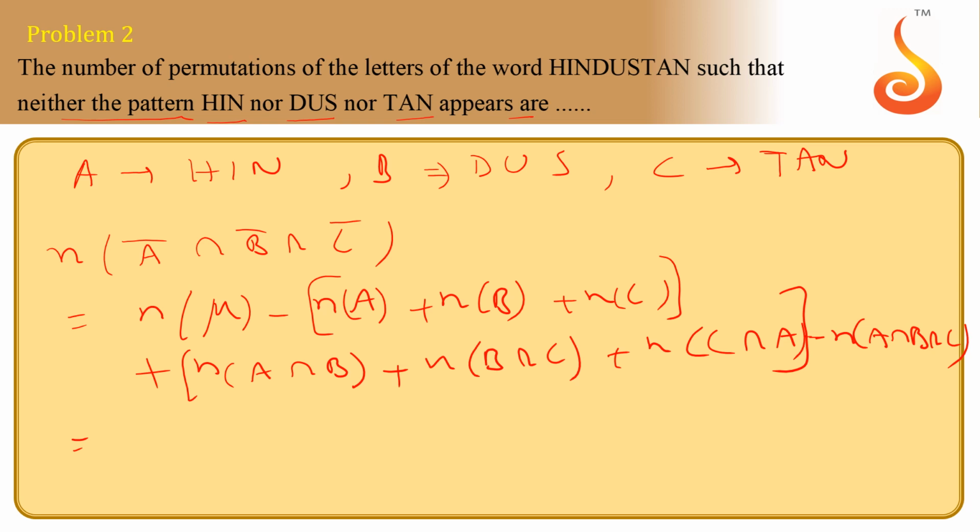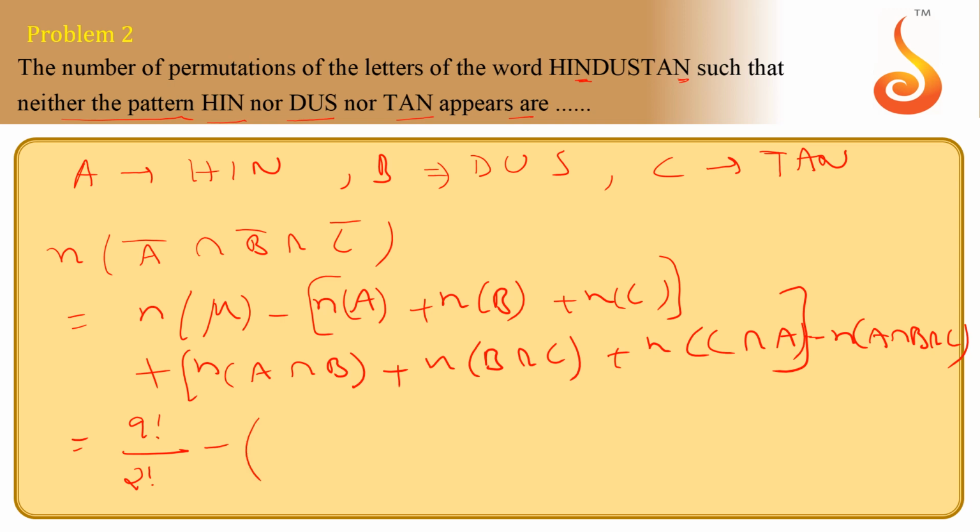So n of mu means what? Total number of permutations. See 1, 2, 3, 4, 5, 6, 7, 8, 9. But in the 9 there are some repetitions. So what repetitions are there if you observe carefully? Total are 9 letters, so 9 factorial divided by repetitions. H is repeated? No. I? No. N is repeated 2 times. Then D is not repeated, U is not repeated, S is not repeated. Okay, so this is the total number of permutations.